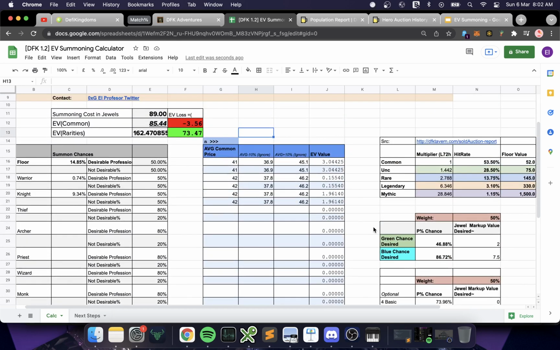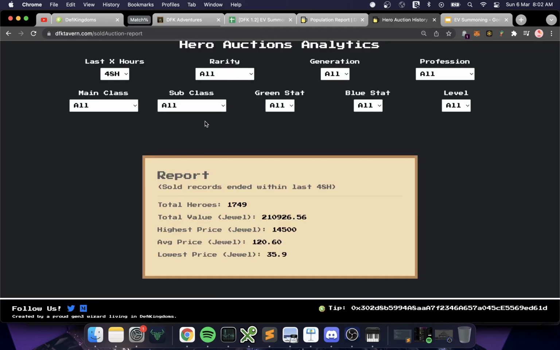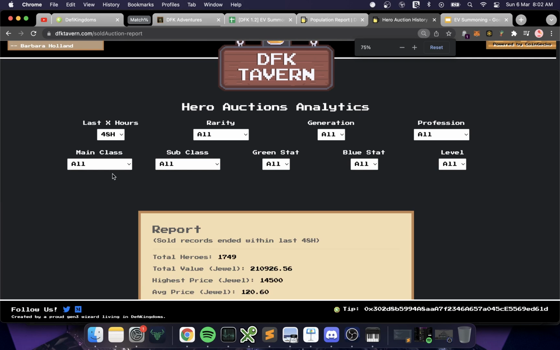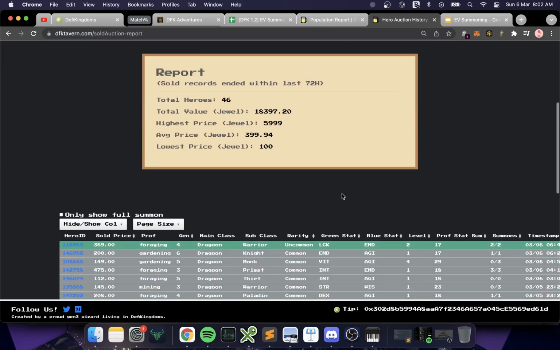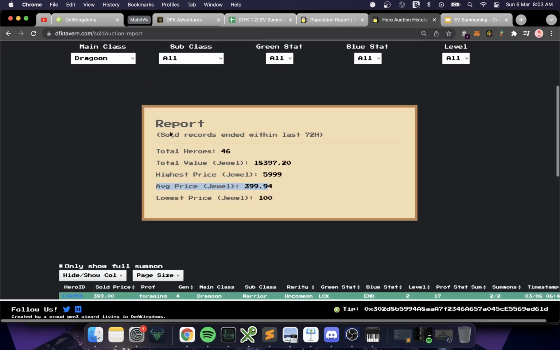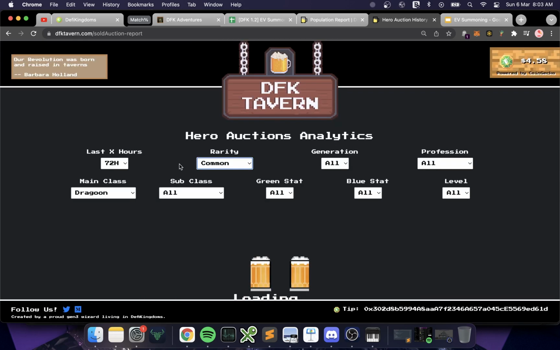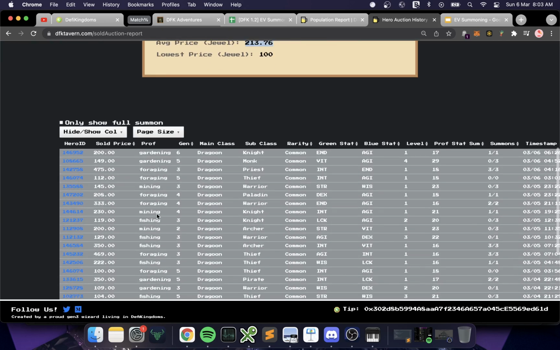Now, there are some other things to go over. Instead of the low, you can do the average. So you can go to the sold auction website here. What I tend to do then is choose Dragoon, and last 72 hours. Then you can check the average price here. We can also look to see, if I'm going to get a common, I can also filter on commons. What you will get, so 213 here.